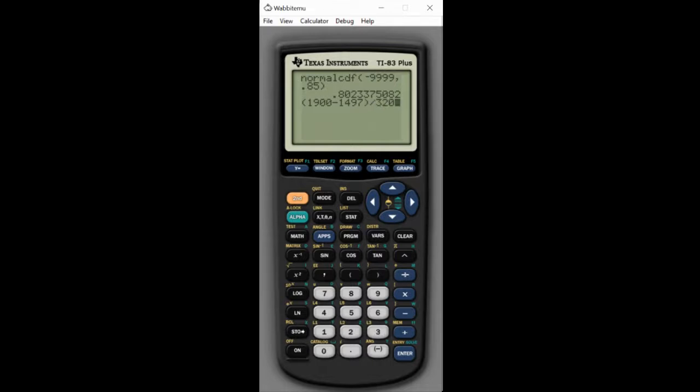So notice how, guys, notice how I put it exactly like that in parentheses. If I don't put it in parentheses, you're going to get the wrong answer. If you don't use parentheses, it's going to calculate 1497 divided by 320, and then subtract from 1900, when you really want to do that subtraction part first. Easier on the regular calculator. Seems to be easier.